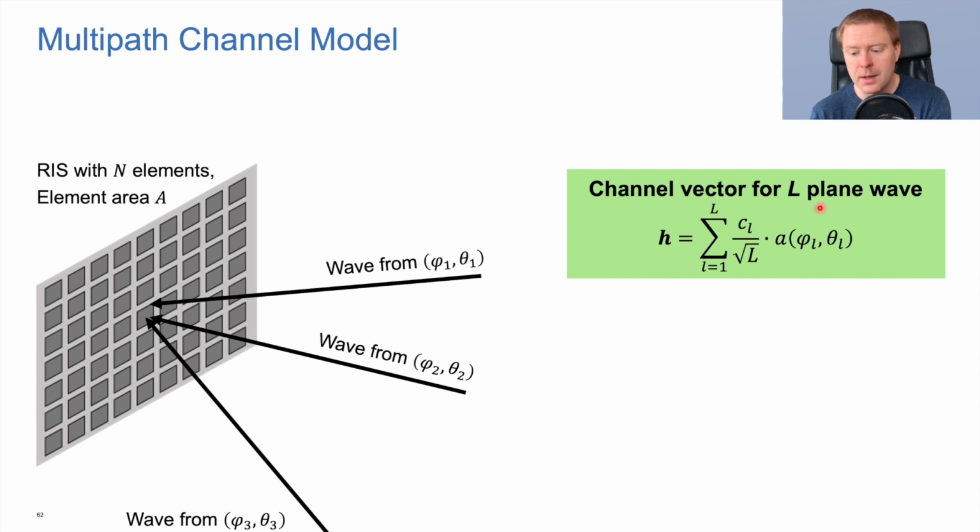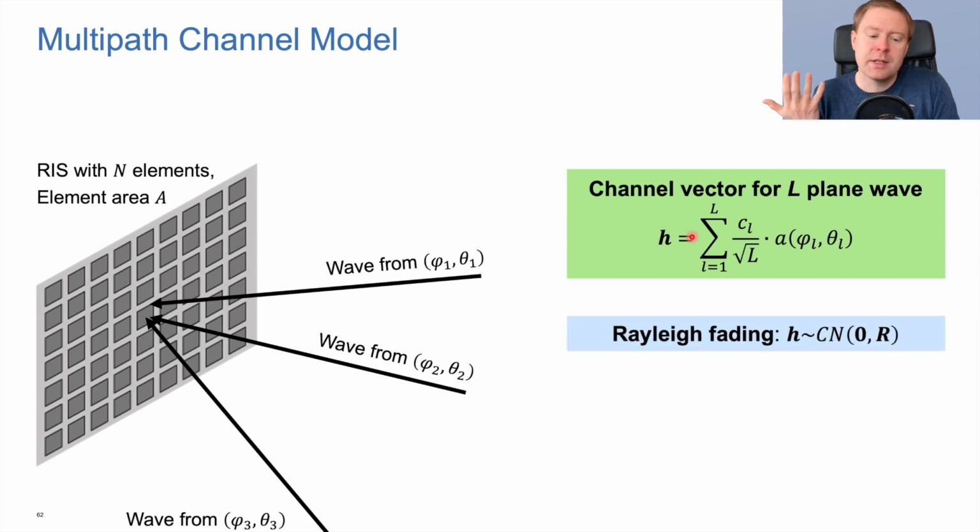For each one of them, we are taking the array response vector for the corresponding set of angles, and then we multiply it with a constant, which here I will write as a constant divided by square root of L, and then I sum up over the number of elements L here. In reality, there's of course a constant here determined by the scattering object that gave rise to this impinging wave, but we will have this one in order to consider what happens in multipath channels when we have many elements.